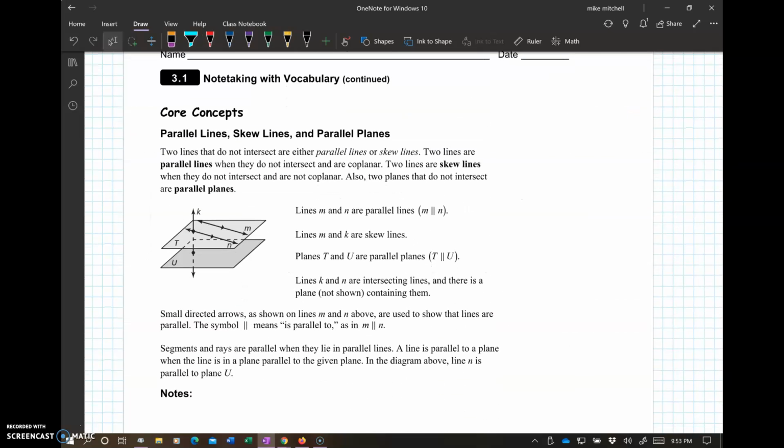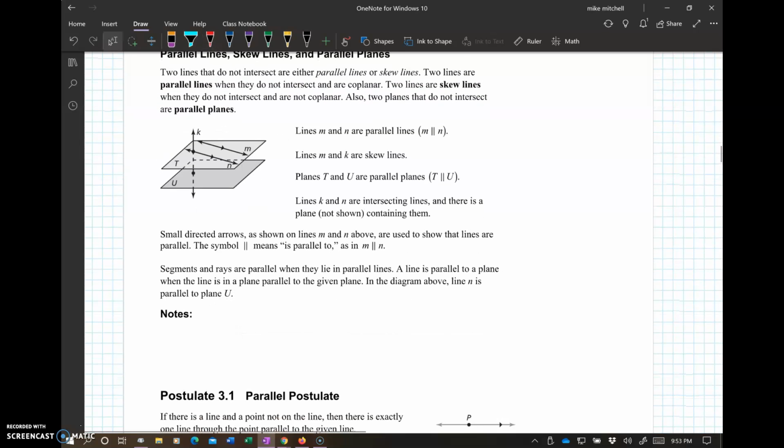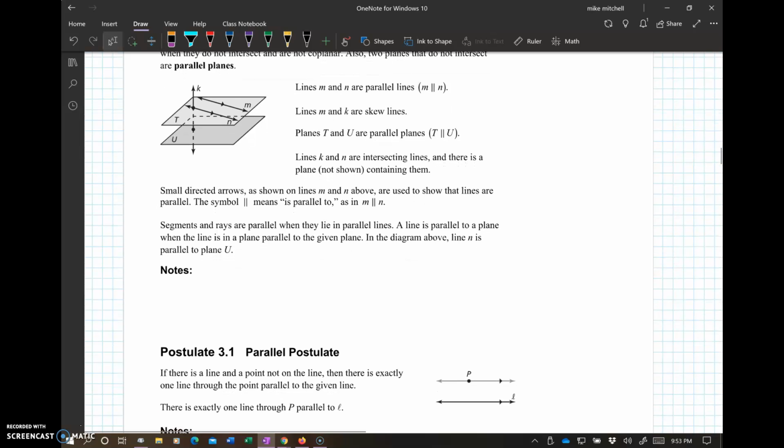Again, this is just what's in the book. It's just a repeat. It's not in color like it's in the book. But you got your M and N are parallel lines. M and K are skew lines. They don't intersect. They're not parallel. They're not in the same plane. M and N are parallel. They're in that same plane T. Anytime we have parallel lines, they're actually in the same plane.